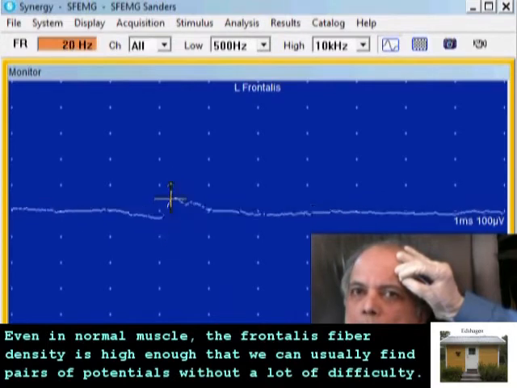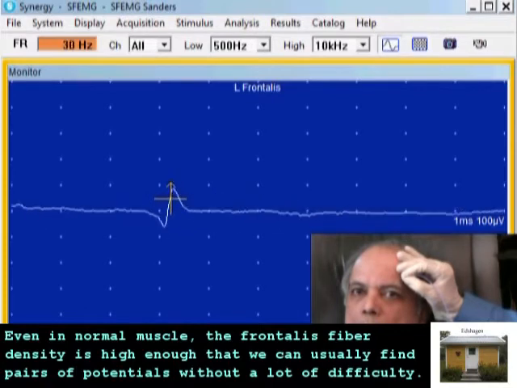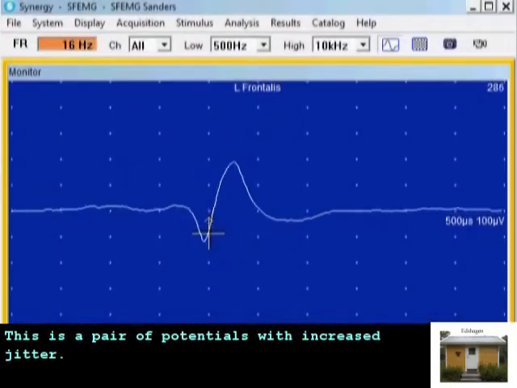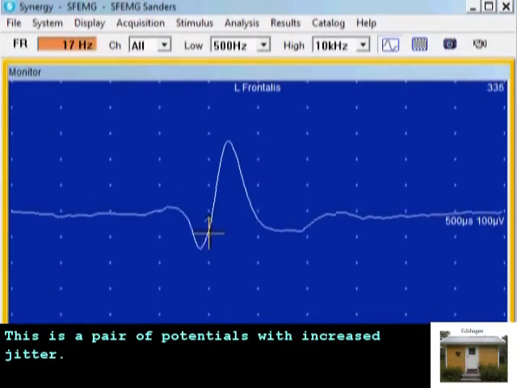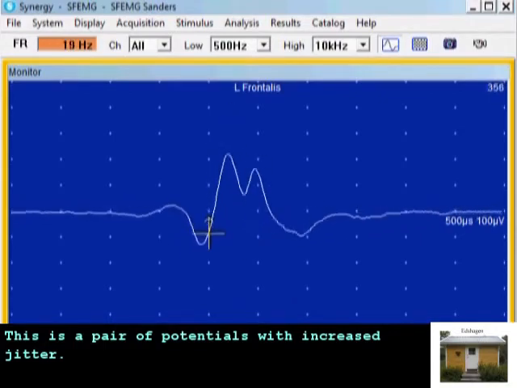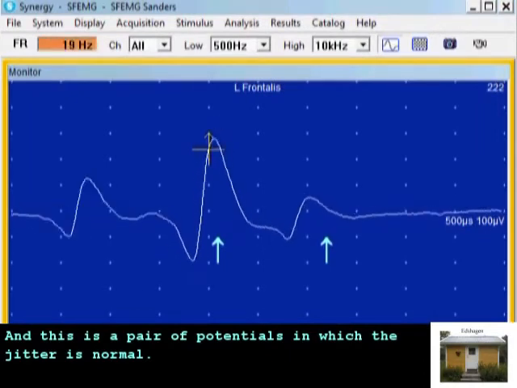Even in normal muscle, the frontalis, the fiber density is high enough that we can usually find pairs of potentials without a lot of difficulty. Pair potentials with very short interpotential interval. This is a pair of potentials with increased jitter. And this is a pair of potentials in which the jitter is normal.